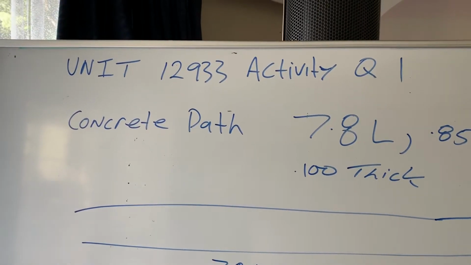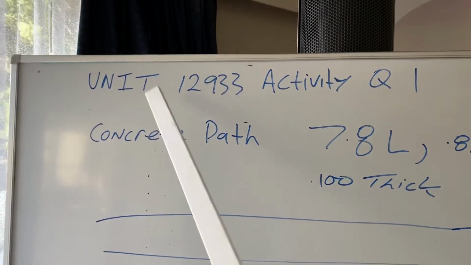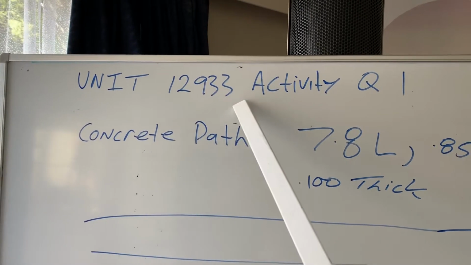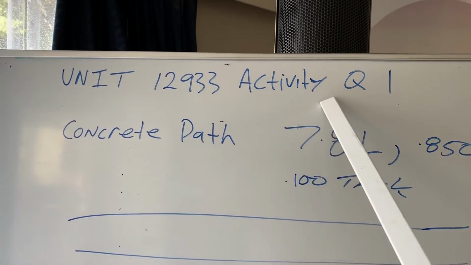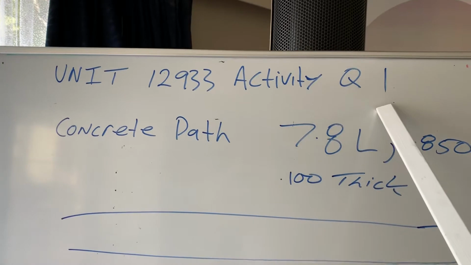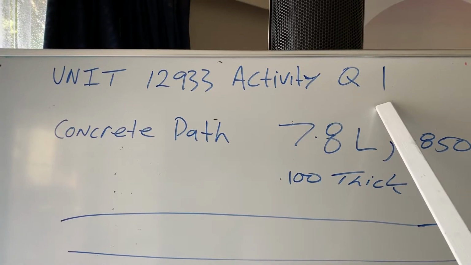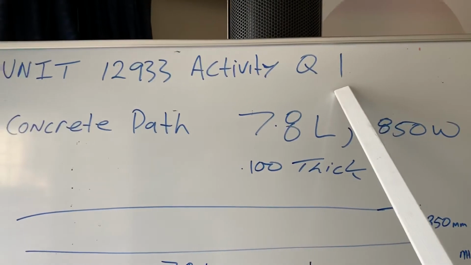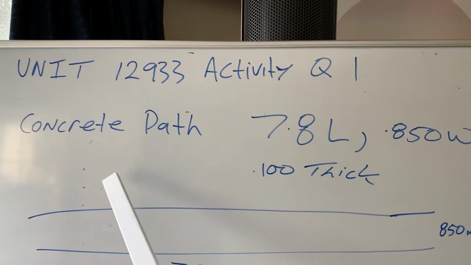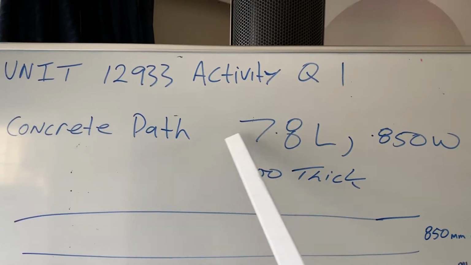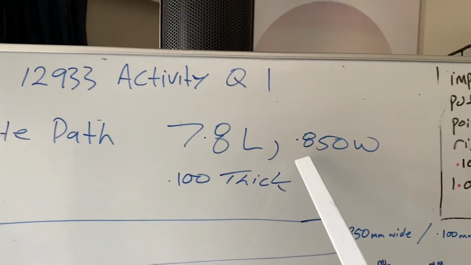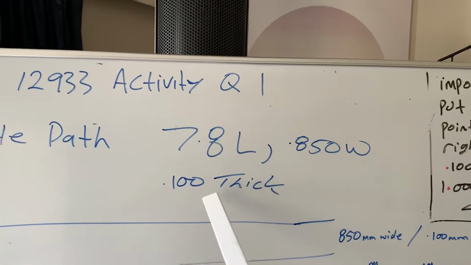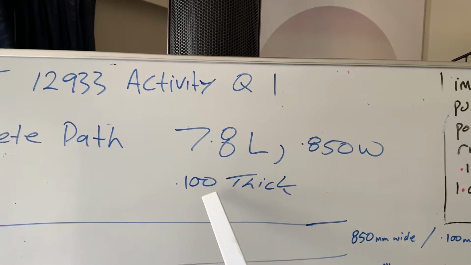Right, here's today's video. We're going to concentrate on Unit 12933, Activity 1. It was only one activity, Question 1. Right, this is your unit on concrete. Okay, the example given to us is a concrete path, 7.8 meters long by 850 wide and 100 millimeters thick.